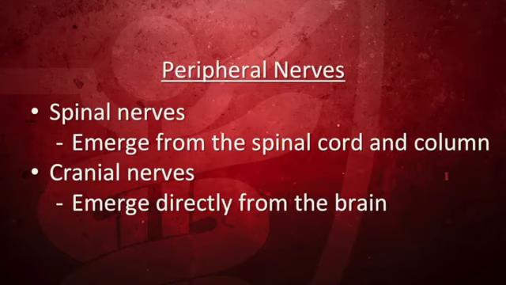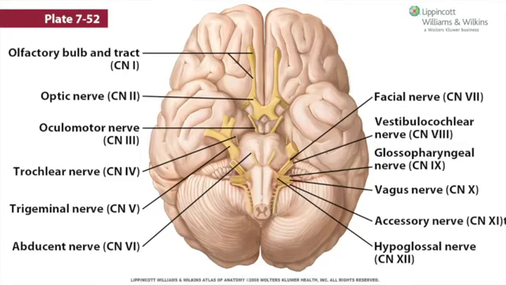The two types of peripheral nerves are spinal nerves and cranial nerves. Unlike spinal nerves, which emerge from the spinal cord and the spinal column, cranial nerves emerge directly from the brain. They are called cranial nerves because they pass through openings in the cranium, or skull. There are 12 pairs of cranial nerves, numbered from 1 to 12 in the order by which they emerge from the brain from rostral to caudal.